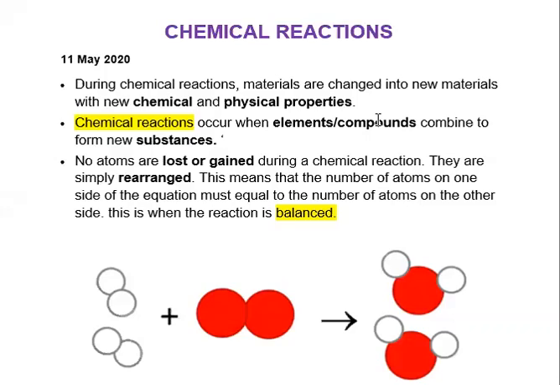Straight into it. Point number 1. During chemical reactions, materials are changed into new materials with new chemical and physical properties. Chemical reactions occur when elements or compounds combine to form new substances. So, let's give an example of this.